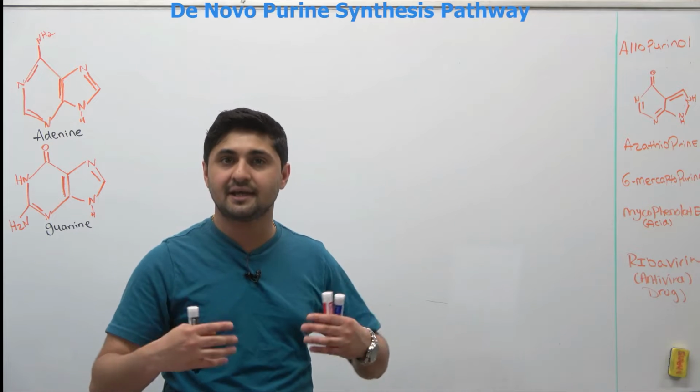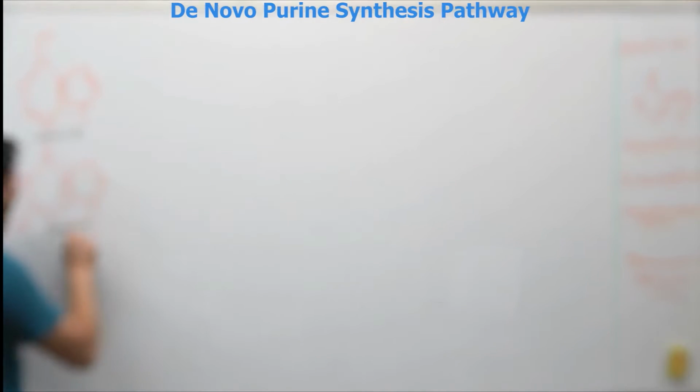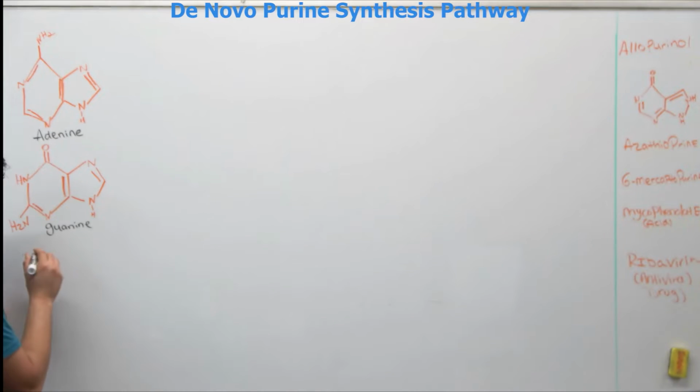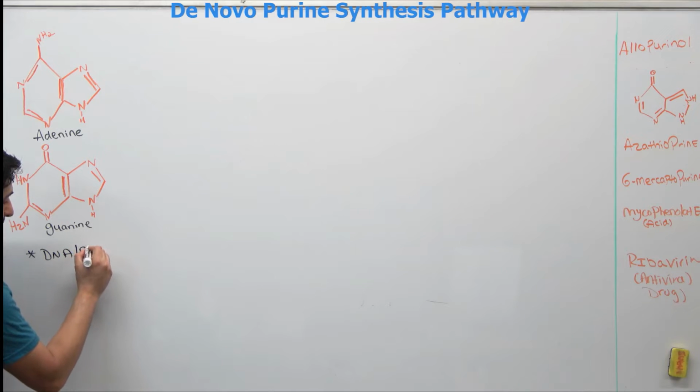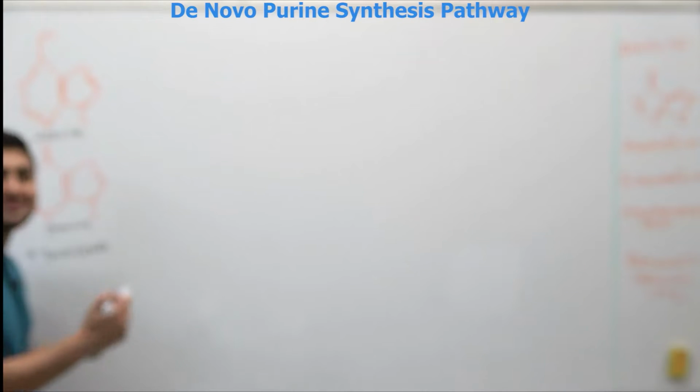Synthesize DNA and RNA. That's one of the main functions of purines, meaning that you use this adenine and guanine to make DNA and RNA. That's something that you have to remember. Because what are DNA and RNA? These are basically polychains of nucleotides.